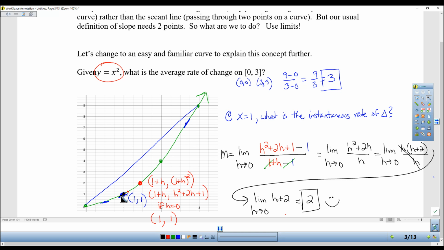The slope right there at exactly 1 is 2. I have literally used limits to trick the problem from needing 2 points to actually having the 2 points be right on top of each other so that they are 1 point. I found the limit. I found the slope at a point. This is the slope at x is equal to 1.